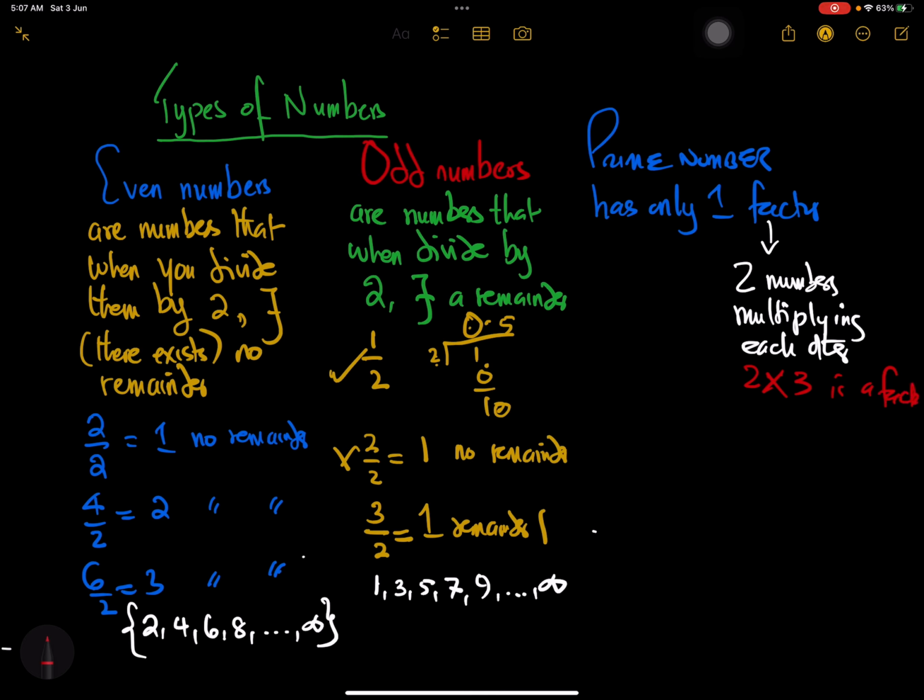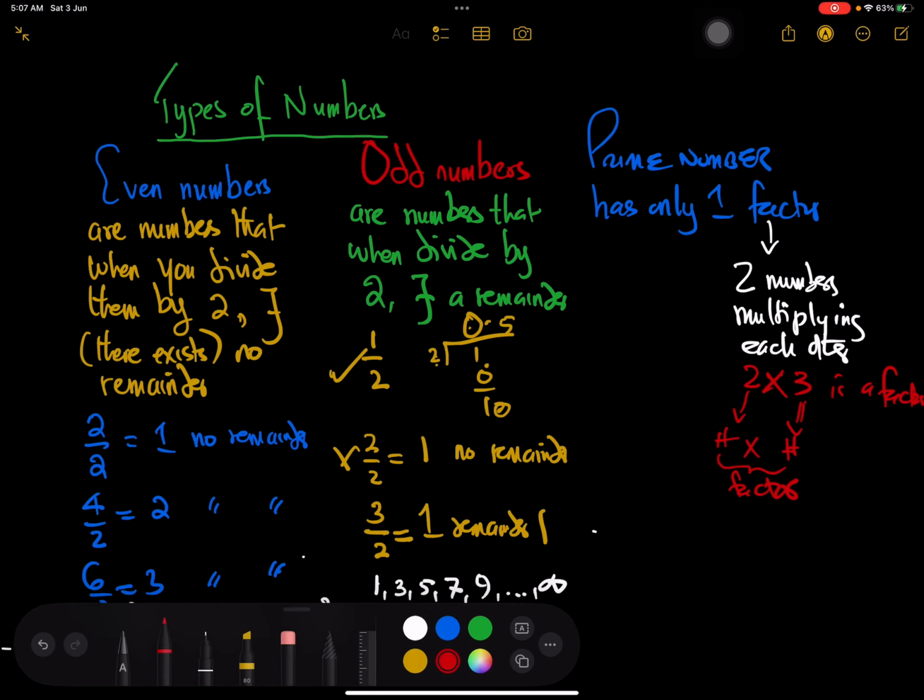Why is it a factor? It's a factor because this is a number and this is also another number that they are multiplying together. So two numbers, when you multiply, give you a factor. However, we are saying that prime numbers are numbers that have only one factor. There are only two numbers when you multiply, not two factors.